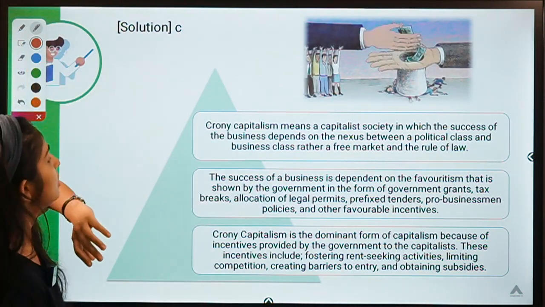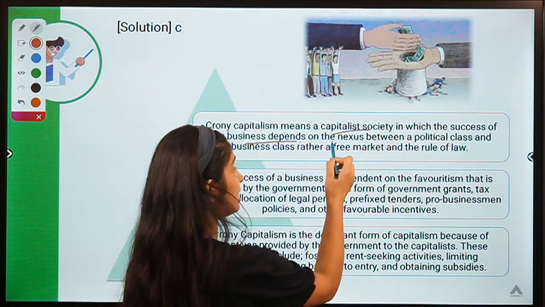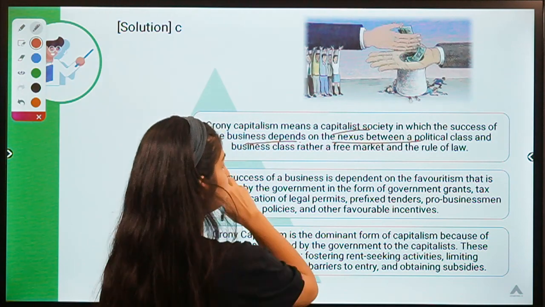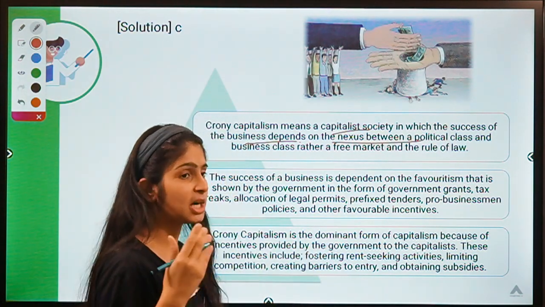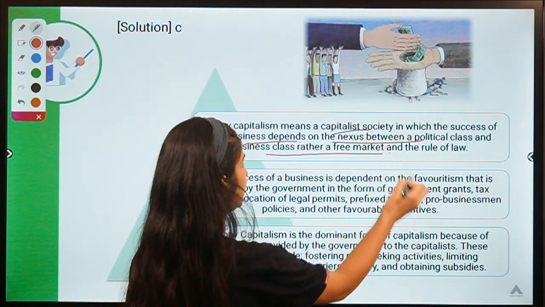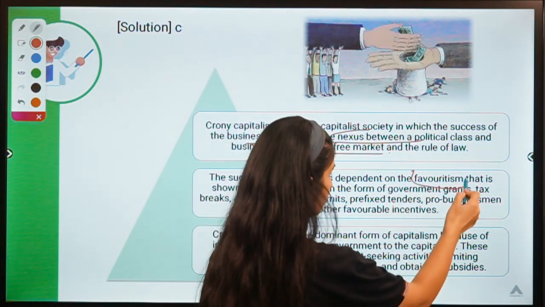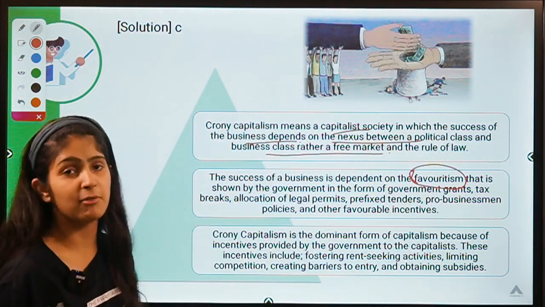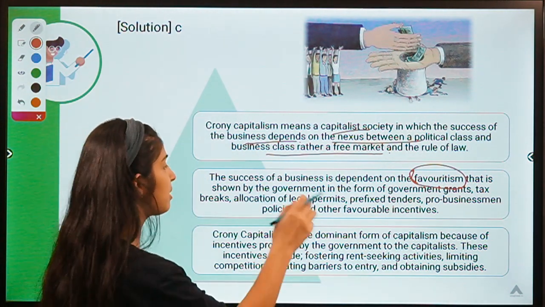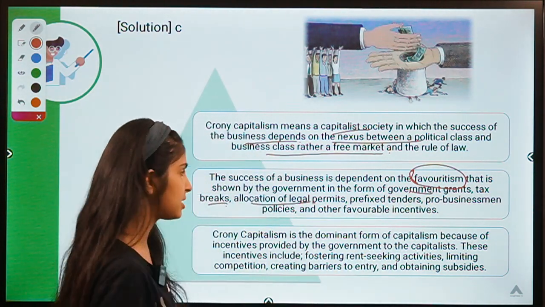Moving here, crony capitalism is a capitalist society in which the success of businessmen depends upon the nexus. Basically, business success depends on connections with the government rather than their own acumen or capabilities, right? So rather than a free market or rule of law, success of business is dependent upon favoritism. The businessmen who have the hand of the government on their heads profit, whereas the other ones are not able to flourish. This is shown by government in the form of government grants, tax benefits, allocation of legal permits, right?